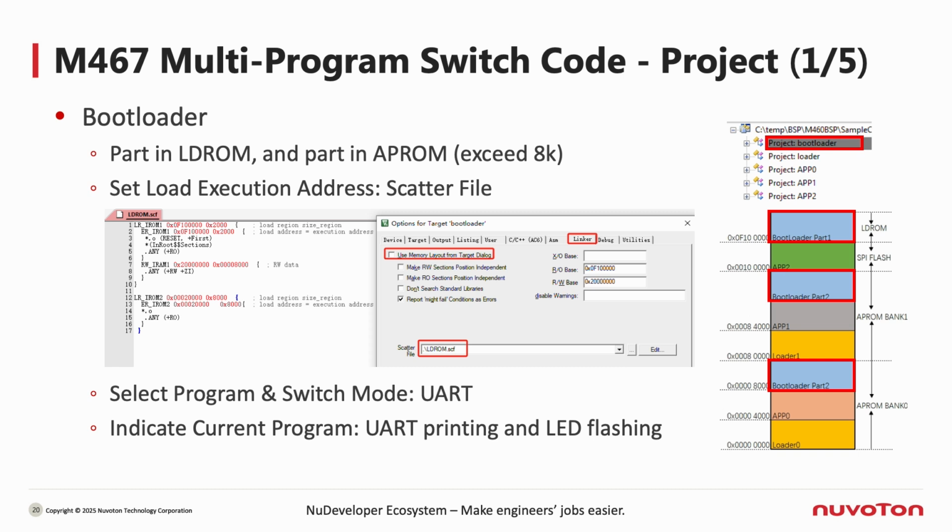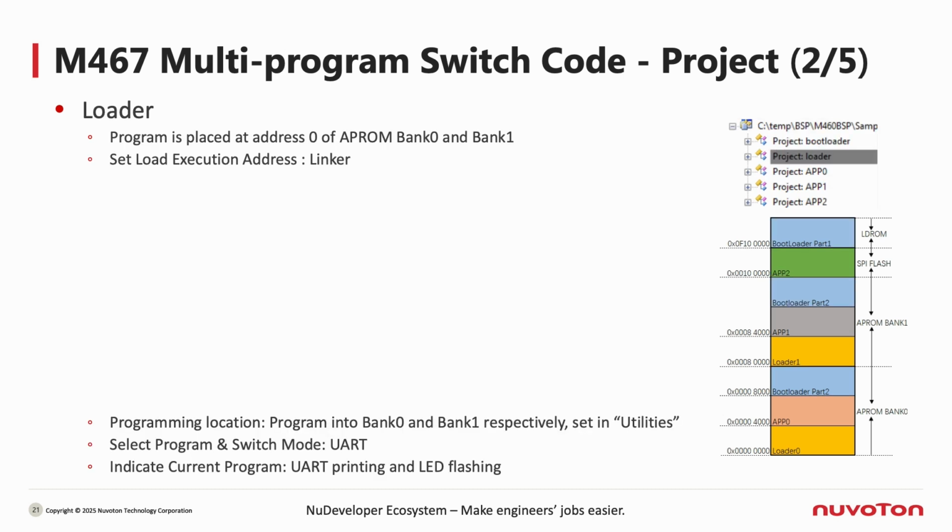Select the program and switching method through UART input. Distinguish the currently executing program by the printed information and the flashing of the LED. If you want to boot from the LD-ROM when powered on, you can also set the boot mode to LD-ROM with IAP. Loader is the boot program in AP-ROM.